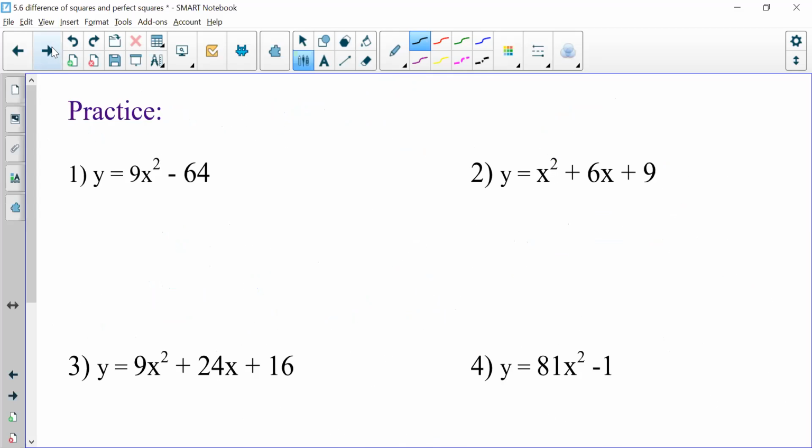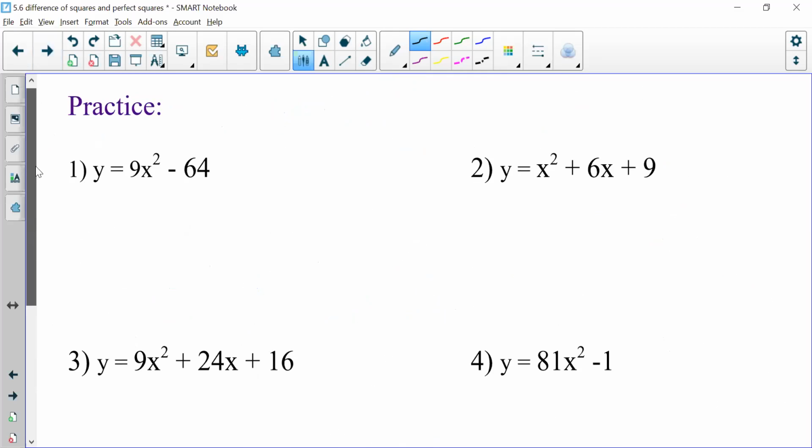All right, I want you guys to try these 4. They're literally only just perfect square trinomials and difference of squares. You try these 4. I'm going to give you a minute and a half apiece. So I'm going to set a timer for 6 minutes, and then I'm going to have you guys tell me the answers. Try these 4. You have 6 minutes.